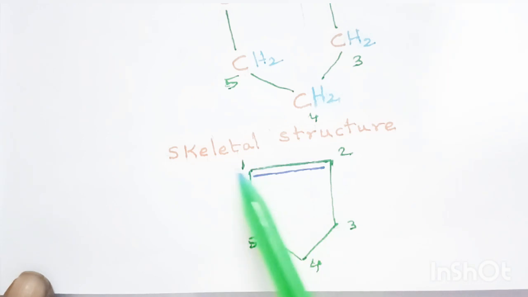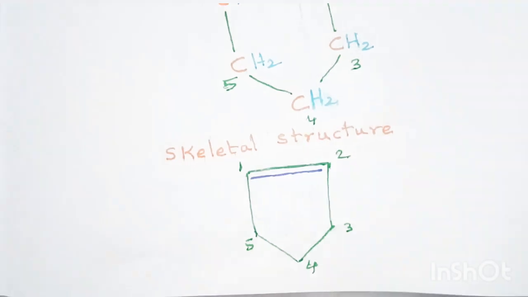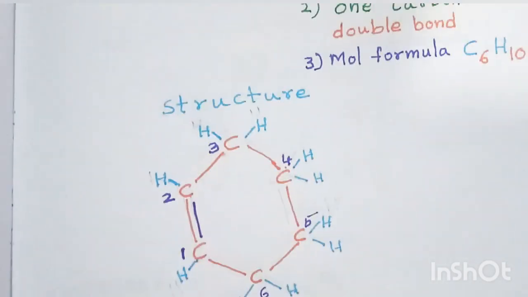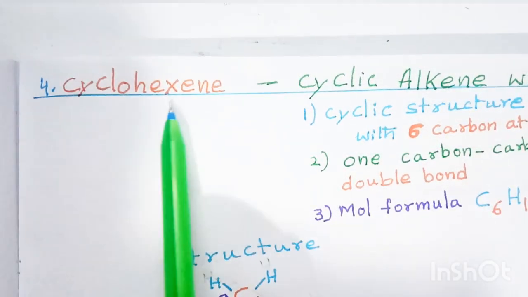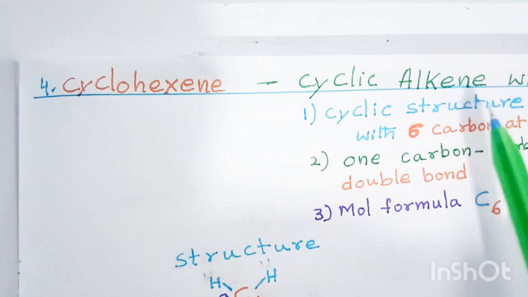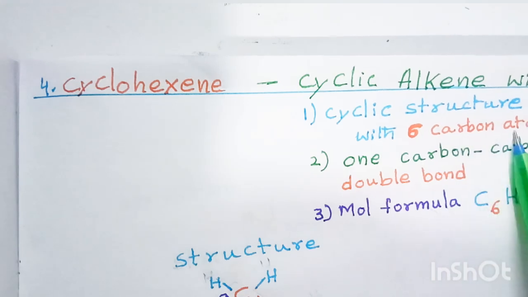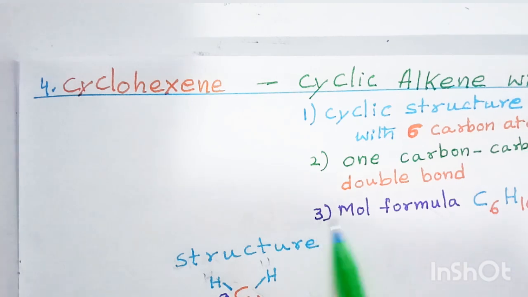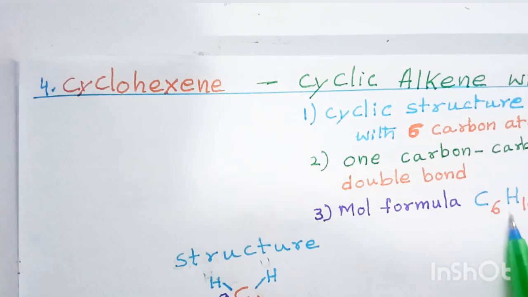By the way, cyclohexene is the most stable form of cycloalkenes or cyclic alkenes. Cyclohexene. It is a cyclic alkene with a cyclic structure and 6 carbon atoms. 1 carbon-carbon double bond is there, and molecular formula, since it has 6 carbon atoms, will be C6H10.